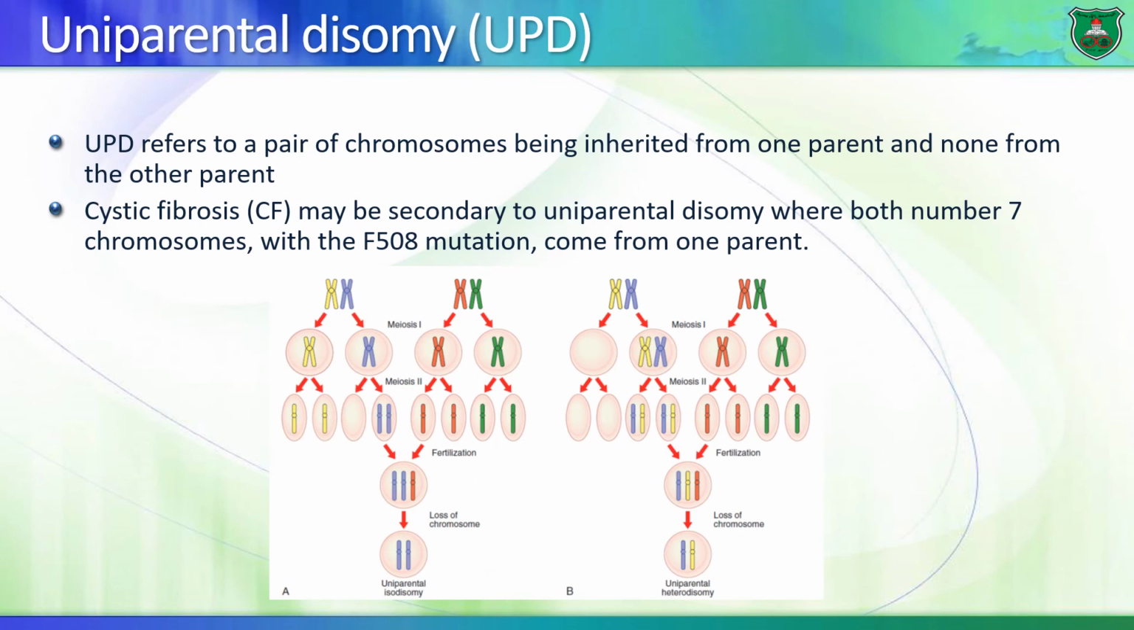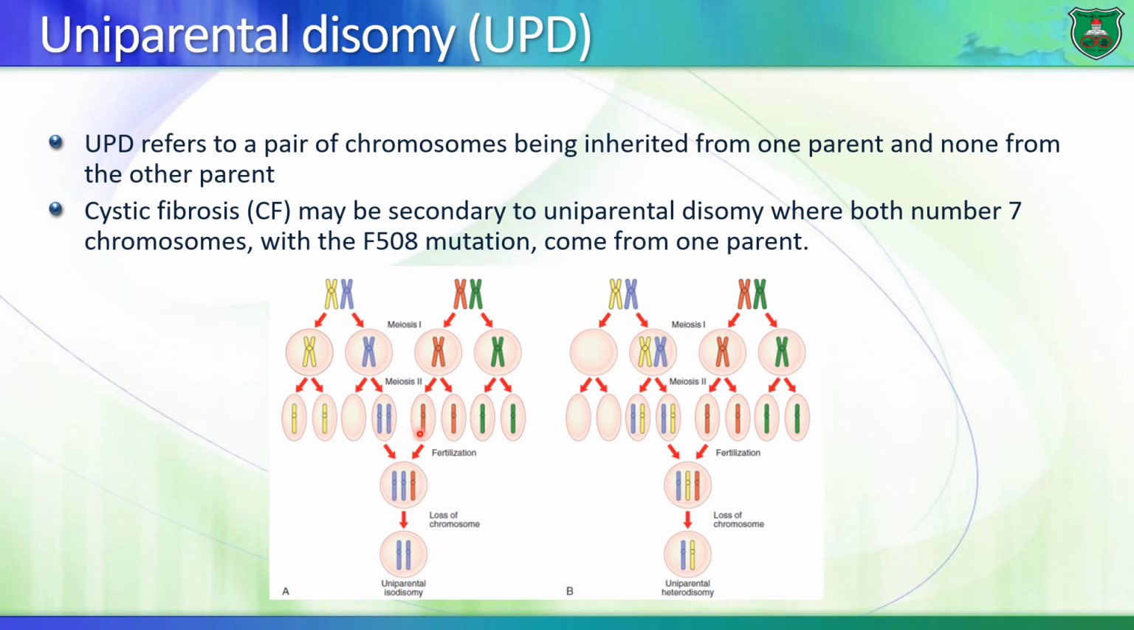Now another phenomenon is known as uniparental disomy, meaning that you have two chromosomes coming from one parent. This happens during meiosis. What happens here is that you have a normal segregation of chromosomes, but then all of a sudden you can have non-disjunction right here, resulting in a cell having two chromosomes, being disomic.